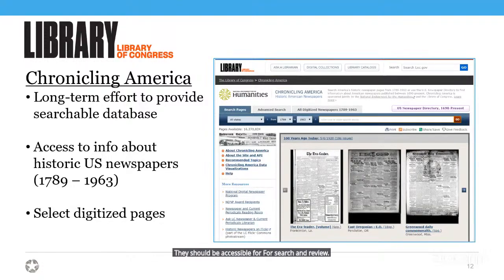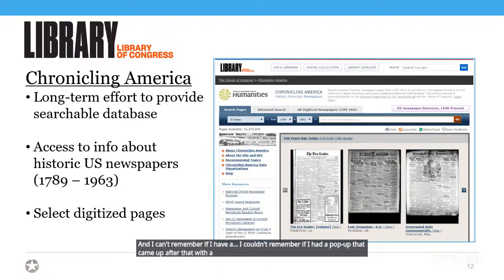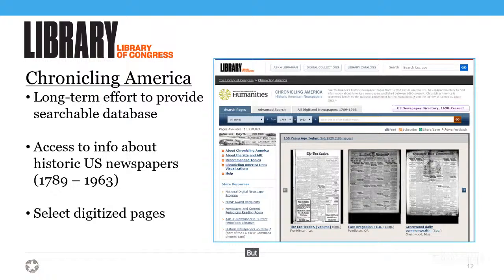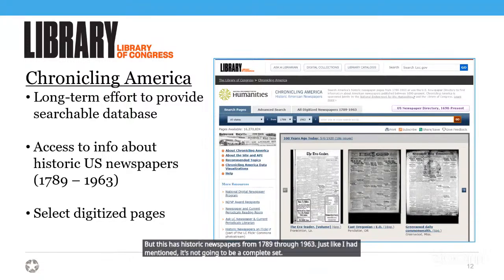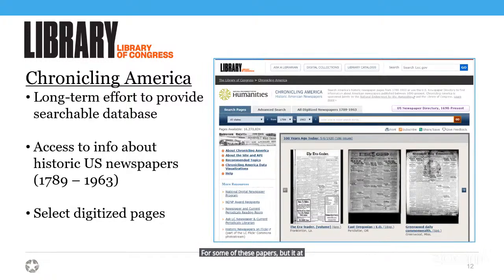I can't remember if I had a pop-up that came up after that with something zoomed in that you could see a little better. But this has historic newspapers from 1789 through 1963. Now, just like I had mentioned, it's not going to be a complete set for some of these papers, but it at least gives you a wide spectrum of things you might be able to find.